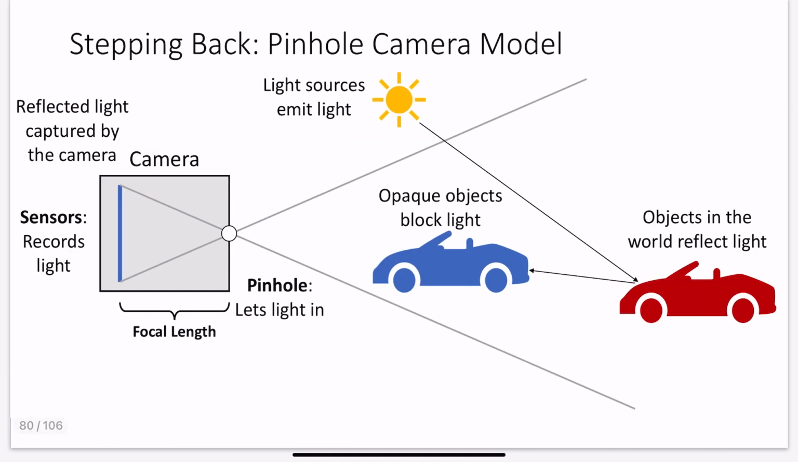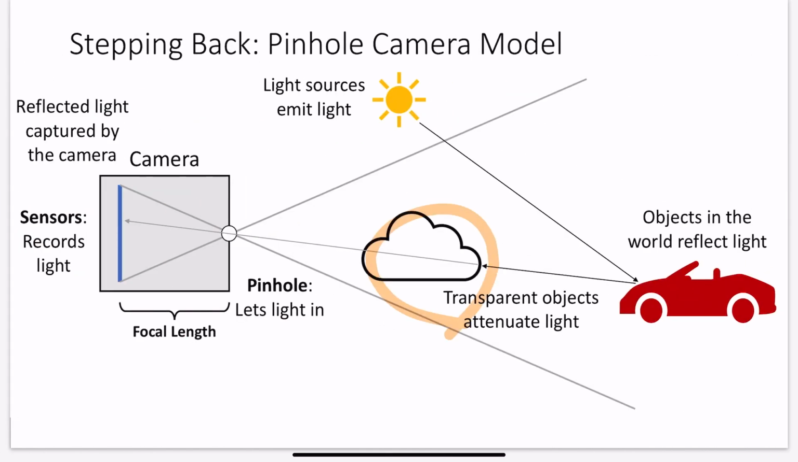But here are some complications. First of all, maybe there is some opaque object which blocks the light. It means that even though the sun's light is reflected to here, your camera does not capture any appearance information due to this object. Or maybe there is some transparent object which attenuates the light information. In this case, your light can survive to here, but it is going to be attenuated.